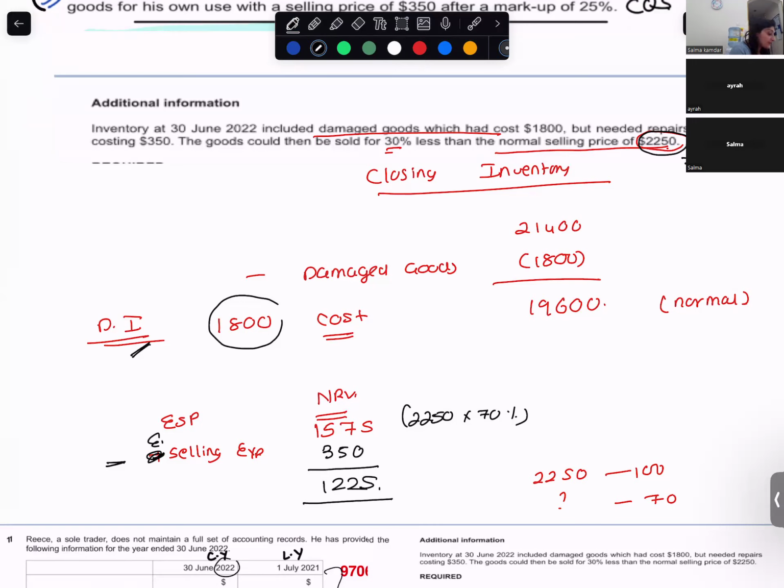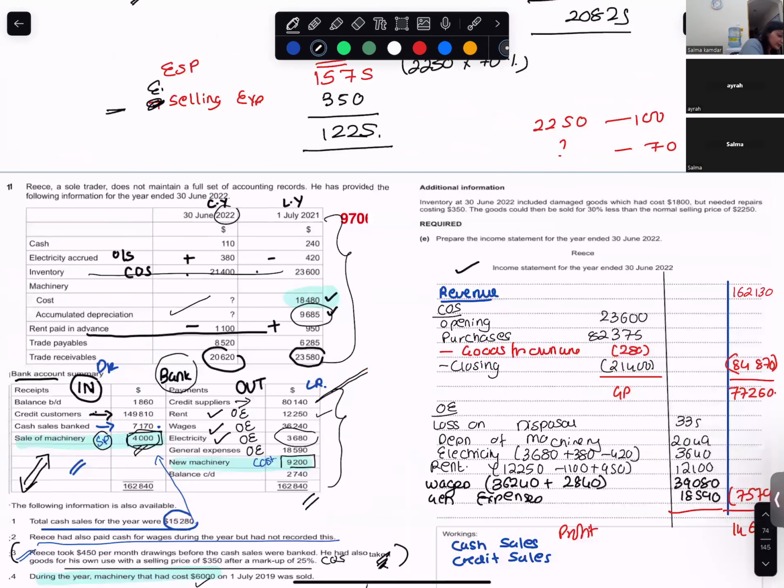So your damaged inventory will be valued at what price? 1,225. 19,600 plus 1,225. So it's coming up to how much? 20,825. Your closing inventory is 20,825. This was the reason why you were not getting the same answer. Please always check the calculations, okay?